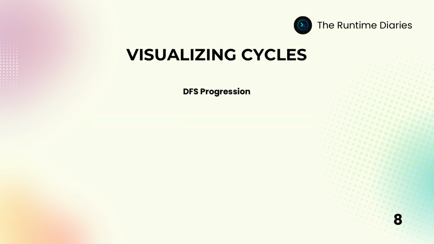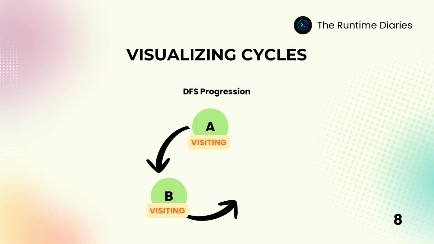Let me show you what this looks like in practice. Imagine DFS is exploring a path through the graph. First, we visit node A. We mark A as visiting, meaning we're currently exploring it. From A, we move to node B. We mark B as visiting. From B, we move to node C. We mark C as visiting.